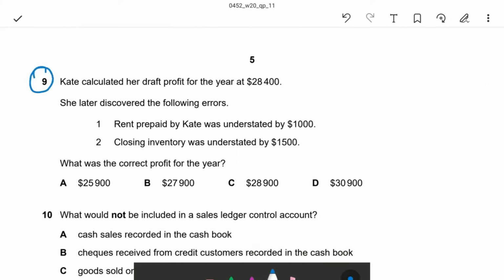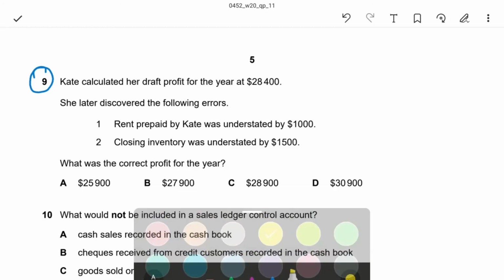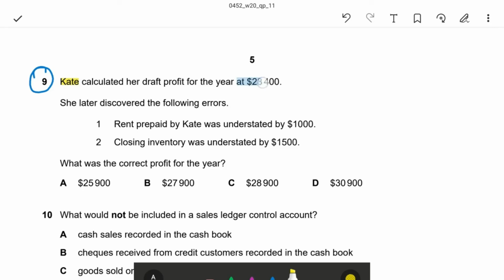Question number 9. Kate calculated her draft profit for the year ended at $28,400. She later discovered some errors. Rent prepaid was understated by 1,000. Closing inventory was also understated by 1,500. What was the correct profit for the year? The profit with the errors is 28,400.